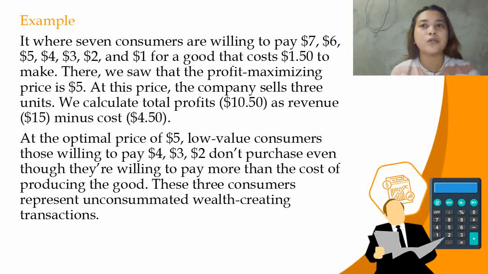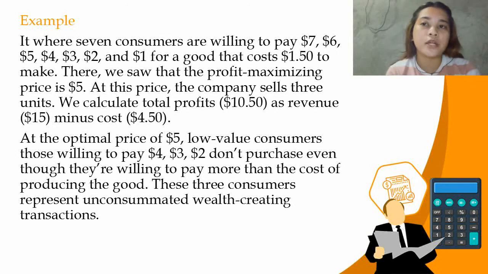An example is where 7 consumers are willing to pay $7, $6, $5, $4, $3, $2, and $1 for a good that costs $1.5 to make. There, we saw that the profit-maximizing price is $5. At this price, the company sells 3 units. We calculate total profit of $10.5 as revenue, which is $15, minus the cost, which is $4.5.